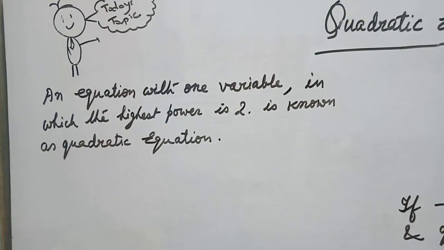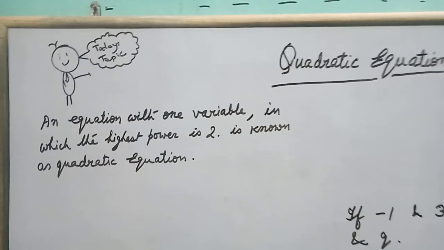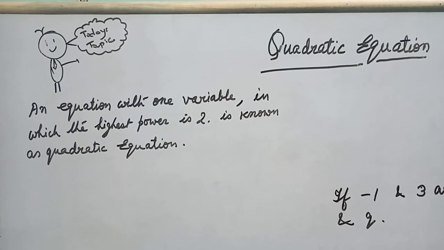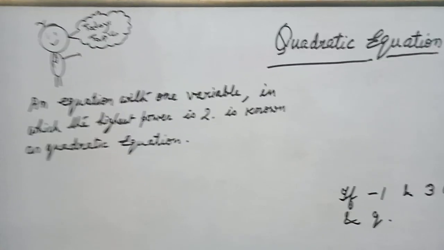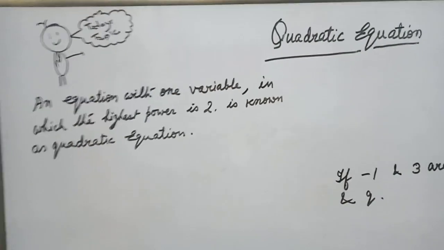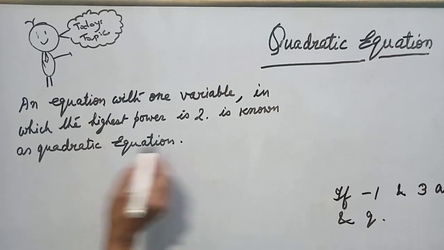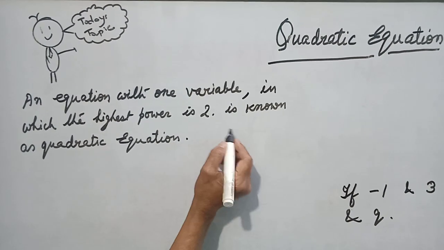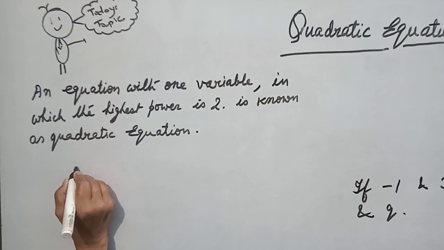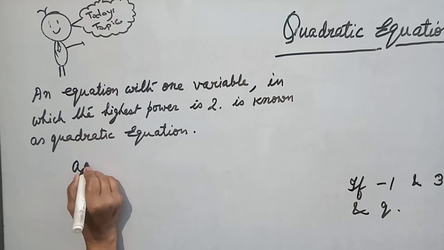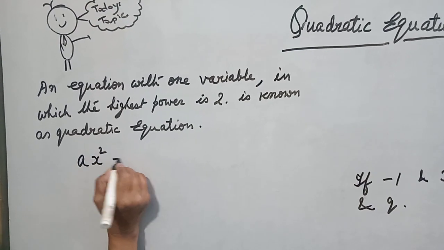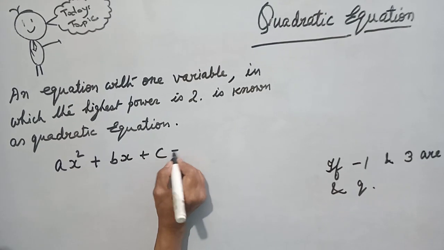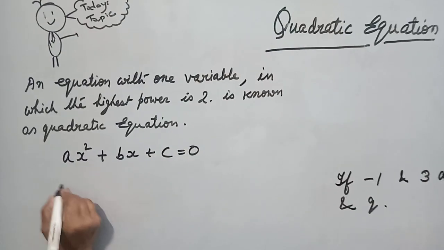Here we will do, for standard 10, the maximum of the syllabus in this course. Today we are doing quadratic equation, an equation with one variable in which the highest power is 2, known as a quadratic equation. Suppose we have taken ax square plus bx plus c is equal to 0. This is the standard form of a quadratic equation.